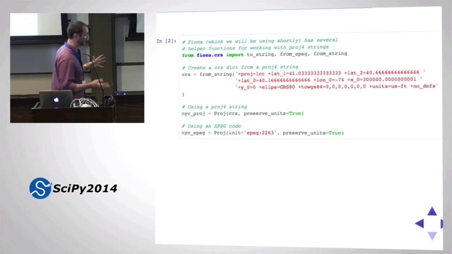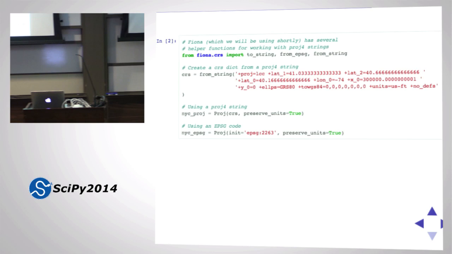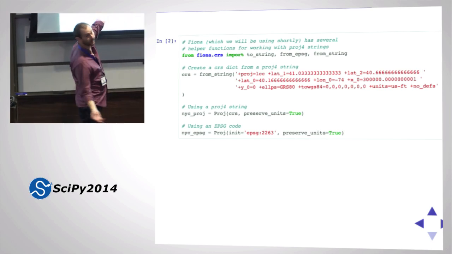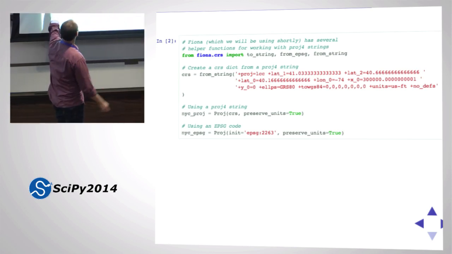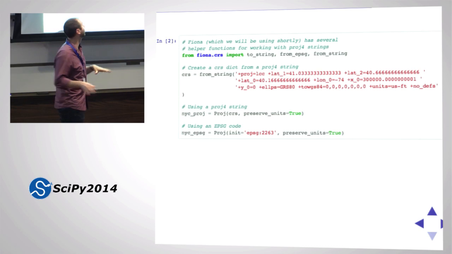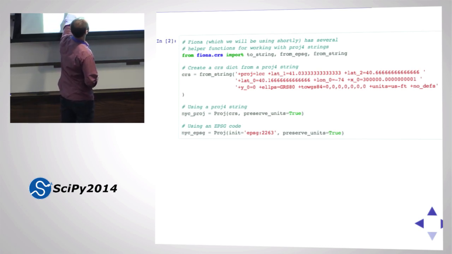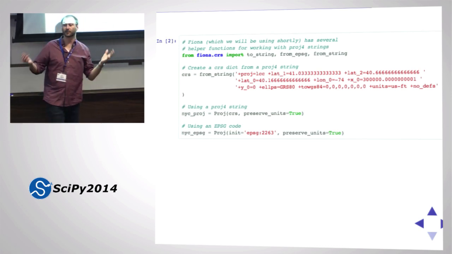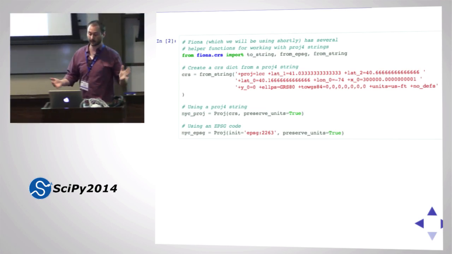So I've imported from Fiona.crs a few handy little tools. And I'm creating an object called CRS, which will be a Python dictionary, which we're creating from this string. And that string looks very complicated, and I shall explain it now.